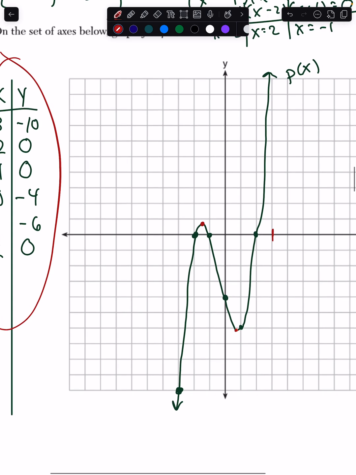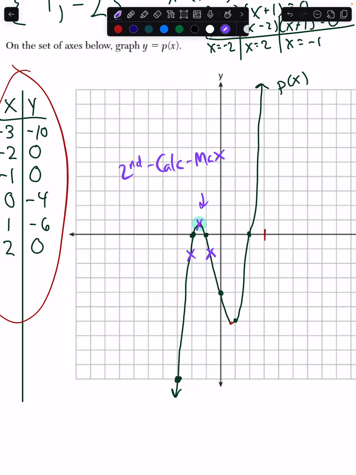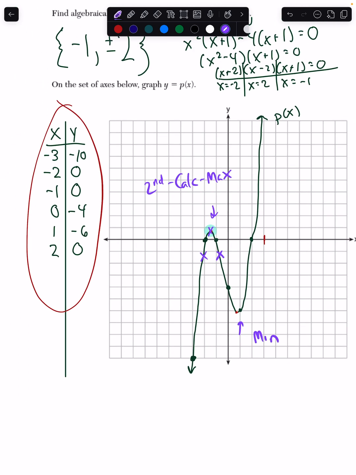But when you're finding these vertices, how would I find these vertices using a calculator? What you could do is second calc, and then this is a maximum. Go a little bit to the left, press enter, a little bit to the right, press enter, and then enter as close as possible, and it will give you that vertex. You don't have to include it in the XY table, but you do have to plot it. And you've got to do the same thing down here, but it would be a minimum instead. So be careful with that.